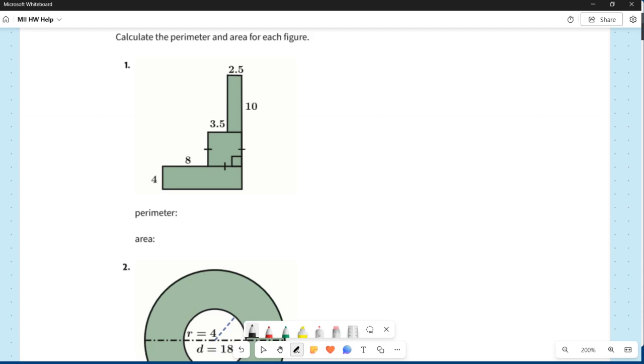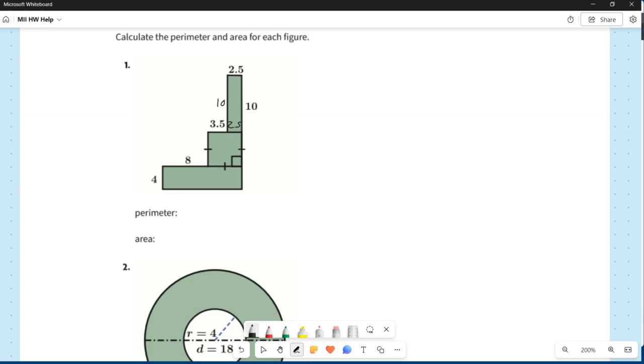So if we take a look at the top rectangle, notice that we have a height of 10. Because we have a height of 10 on the right, I'm going to say 10 on the left as well. Opposite sides of a rectangle are congruent. So if the right's 10, then the left is 10. And likewise, the top is 2.5, so that means that the bottom is also 2.5.